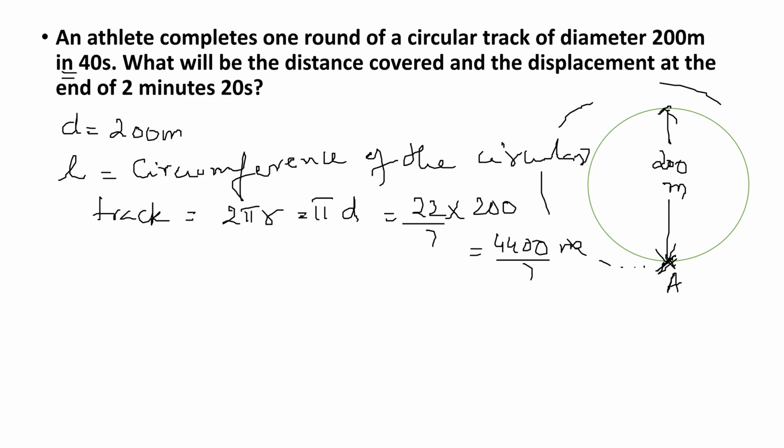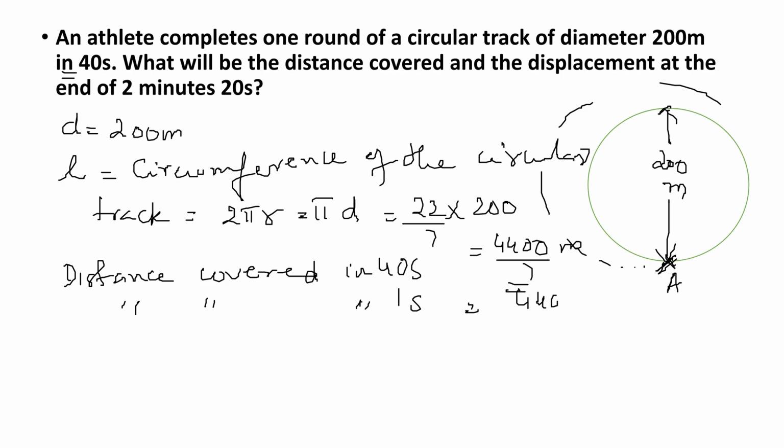So let us write it down. Distance covered in 40 seconds is equal to 4400 by 7. So what will be the distance covered in 1 second? It will be 4400 by 40 into 7. So cancel, you get 110. So 110 divided by 7 meter.